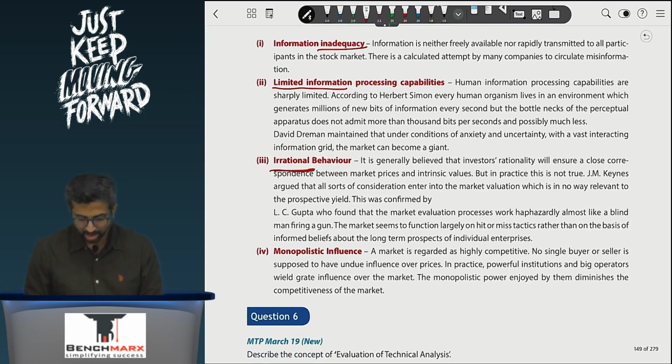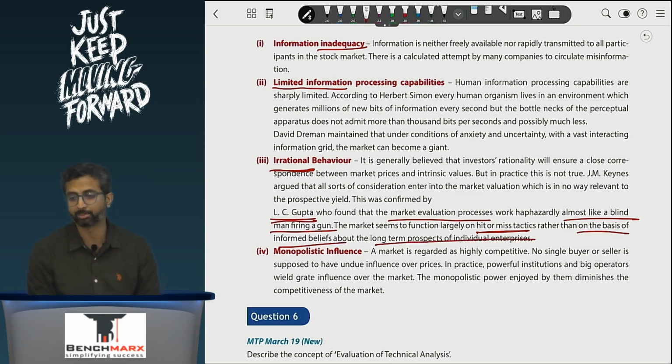Irrational behavior. Again, this is one of the most common problems. Generally, every economic theory assumes that investors are rational, but time and again, we have always found that investor behavior has a lot of times been irrational, and hence irrational behavior cannot necessarily confirm efficient market theory. So, like there was L.C. Gupta, who was a notable economic researcher, who found that market evaluation process work haphazardly, almost like a blind man firing a gun. Market seems to function largely on hit and miss tactics rather than on basis of informed beliefs and long-term prospects.